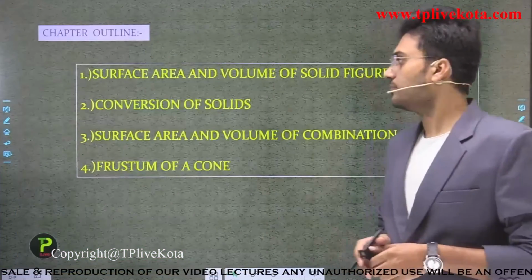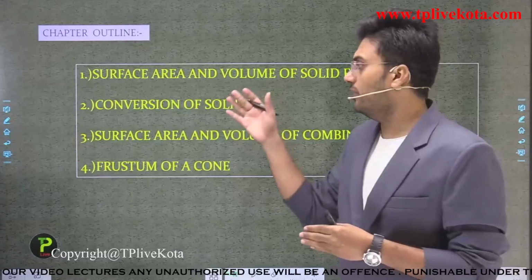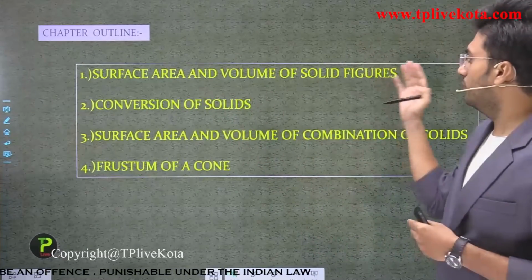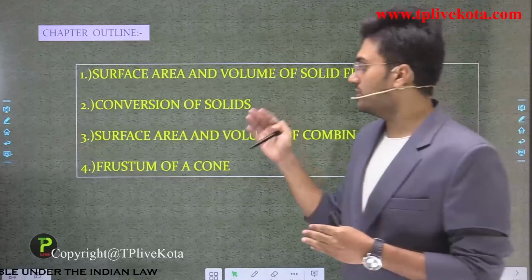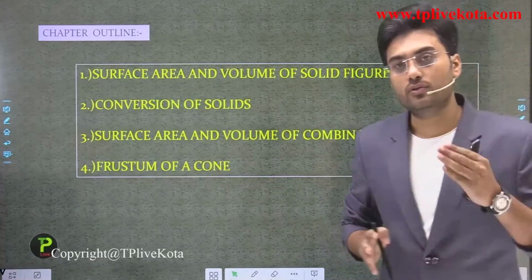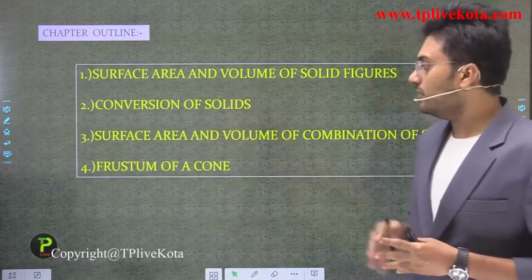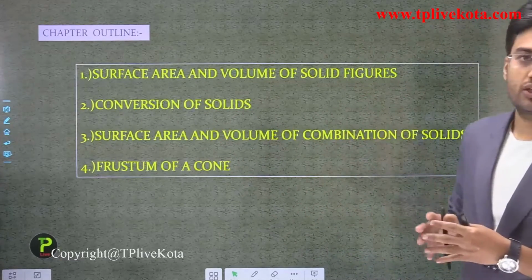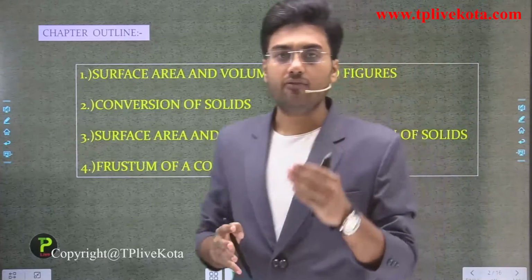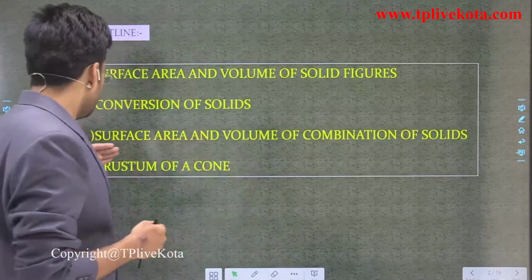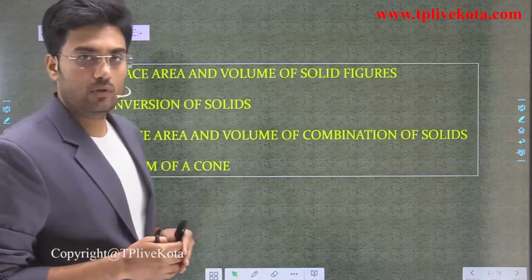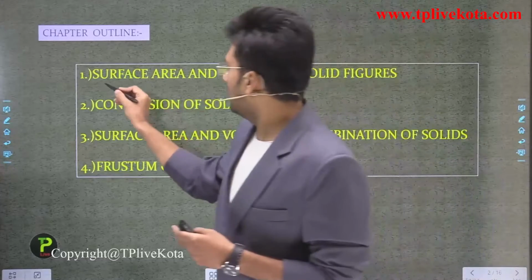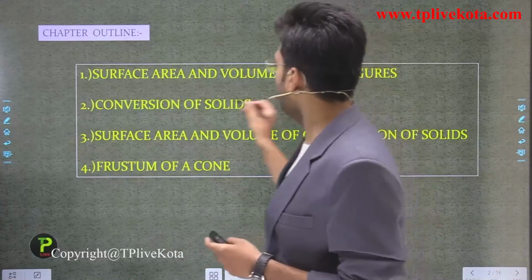In this chapter we will cover these topics: surface area and volumes of solid figures. Then we study conversion of solids. Then we study surface area and volume of combination of solids, and after this we discuss the frustum of a cone.